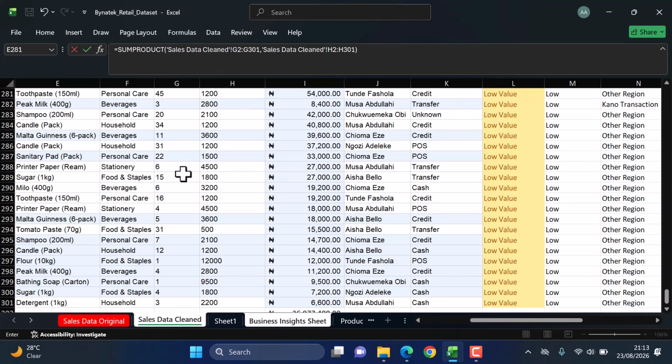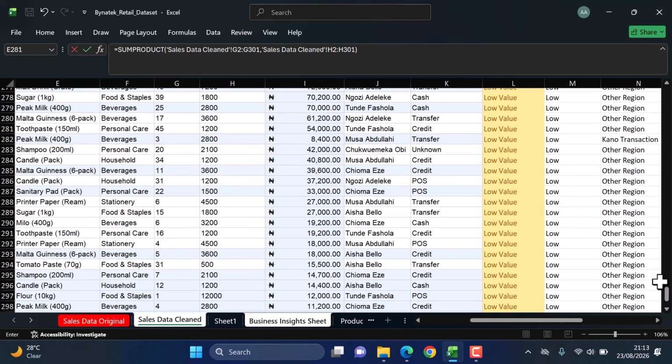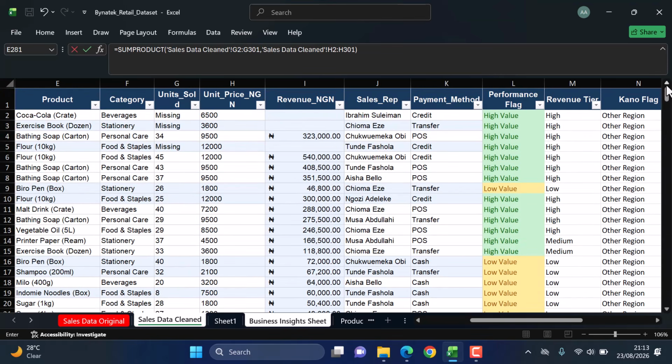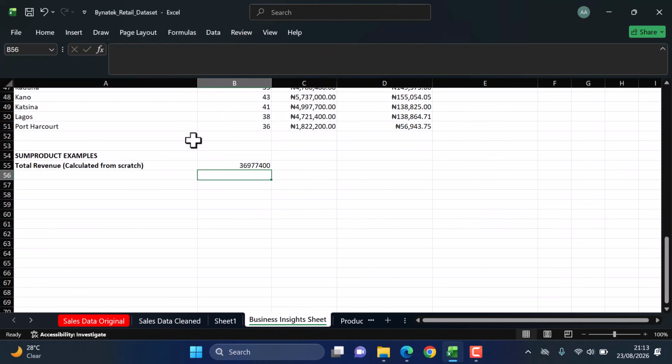So it's equal to SUMPRODUCT: you select the column of units sold and the column of unit price. It is left to Excel to do the multiplication first and then add the results of the products. That's basically what SUMPRODUCT means: to do the multiplication and add the result of the products. So it's straightforward, and you now have the full figure. If for whatever reason you don't have the revenue and you just want the total revenue, you can just use SUMPRODUCT instead.